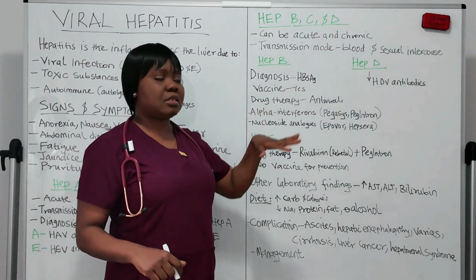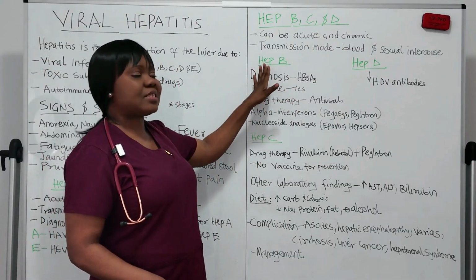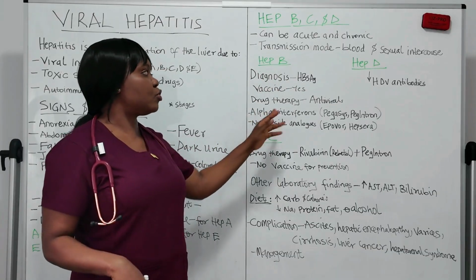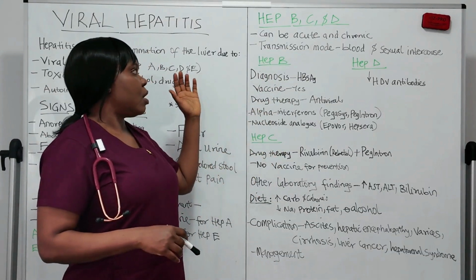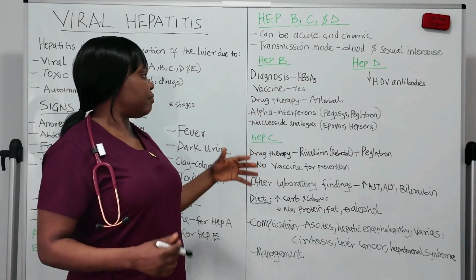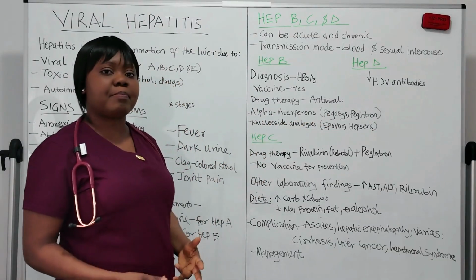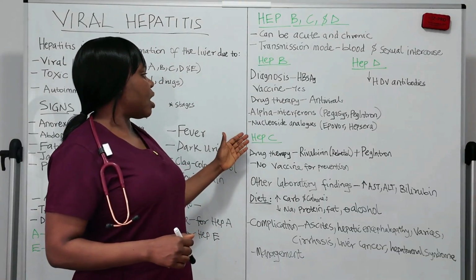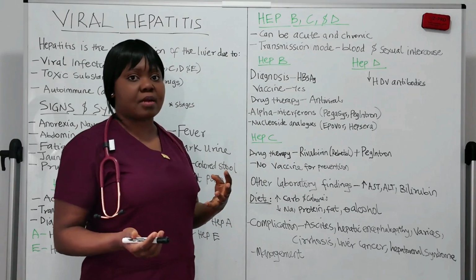For hepatitis D, it's through hepatitis D antibodies. There's a vaccine for hepatitis B, and once you take it, you also immunize against hepatitis D. Now, the drug therapy for hepatitis B, the antivirals, we have alpha interferons. Examples are Pegasys and Peg-Intron. We also have the nucleoside analog, like Hepsera.